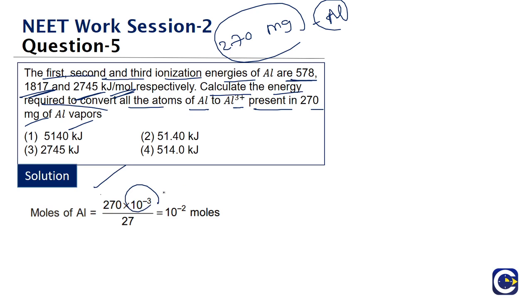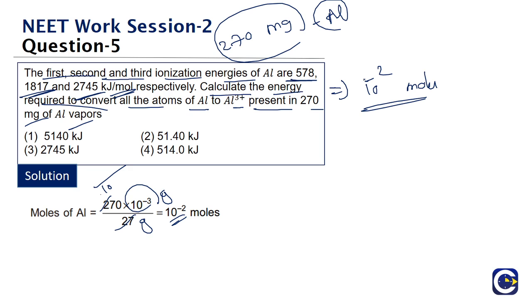We are converting this into grams. Okay, divided by the gram atomic mass of aluminum, 27 grams. So here 27 ones, 27 tens. 10 into 10 power minus 3 is 10 power minus 2. So the given amount of aluminum is equal to how much in terms of moles? It is equivalent to 10 power minus 2 moles. This is the amount of aluminum in terms of number of moles of atoms. Why are we getting the number of moles of atoms? Because look at the ionization energy values. They are talking in terms of kilojoule per mole. Okay. Now what is our task here?